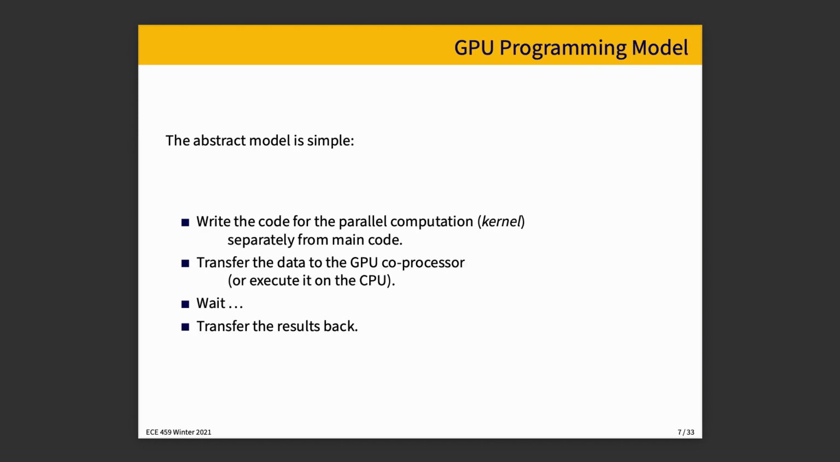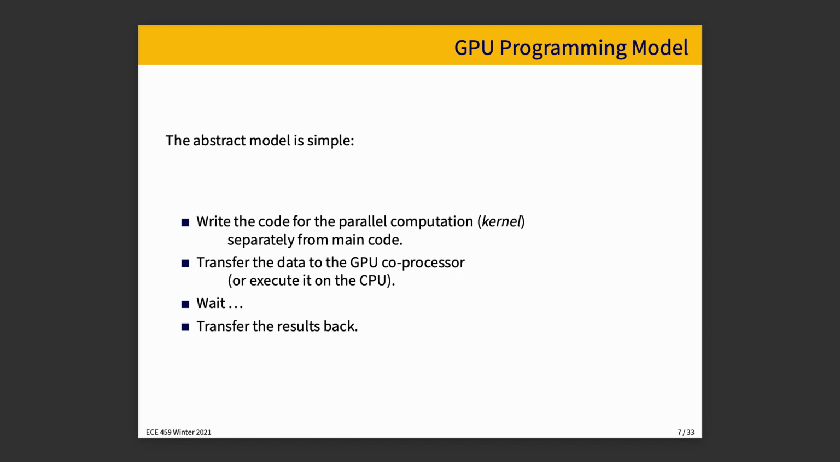All right. Now, to give you a high-level overview of the programming model for working with the GPU, it's not very complicated. It's just, the actual devil will be in the details, so to speak. Step one, you're going to write the code for the parallel computation, the kernel, as we call it, separately from the main code. So this is the part, the busy part, the hot loop, where most of your time is going to go. That's the part that you write separately, and we'll come back to that.